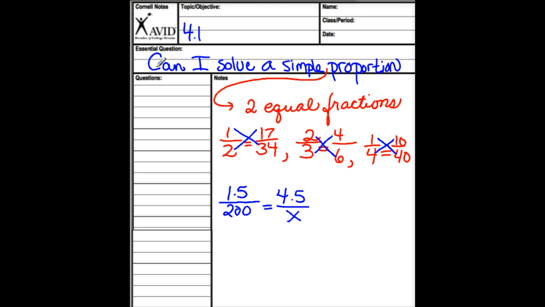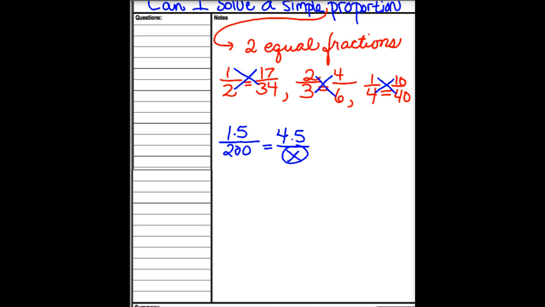So what that allows us to do is solve for a missing variable, because if you're truly going to have that map be proportional to the actual traveling distance, then when you multiply on the diagonals, it has to be equal. So 1.5 times x has to equal 200 times 4.5. And I'm going to take out my calculator here and have it do that for me, which is 900.